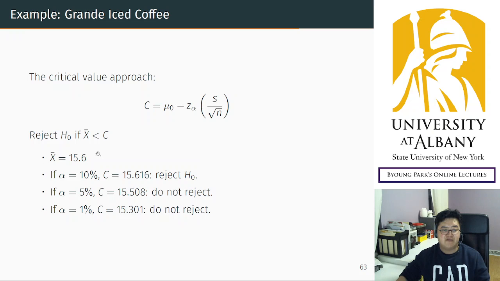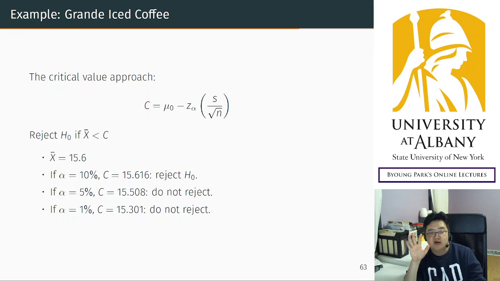But the sample average was 15.6 ohms. So when alpha is 10%, your critical value is 15.161. So if your observation is lower than that critical value, you are going to punish, right? Punish that coffee shop. But at 5% or 1%, you are more generous. So your cutoff is much lower, the standard is much lower, so 15.6 is okay in this standard.